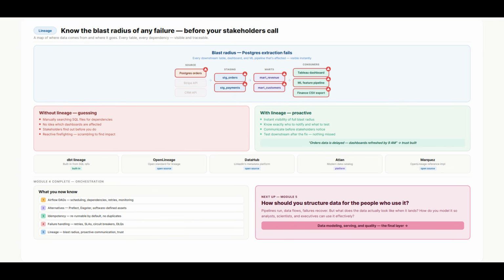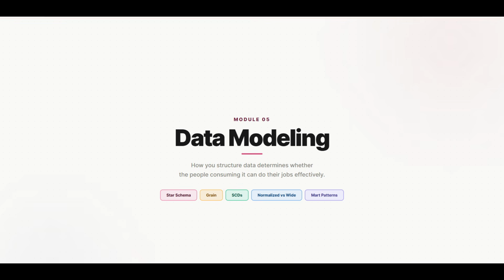Proactive communication, like "hey, the orders data is delayed this morning, dashboards will be refreshed by 9," builds so much more trust than reactive firefighting. Alright, your pipelines are running, they're reliable, they recover from failures, and you know exactly what depends on what. Now, what does the actual data look like when it's stored? How should you structure it for the people who need to use it? That's data modeling, module 5.